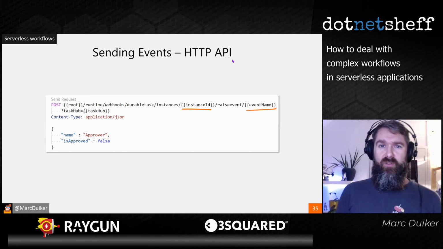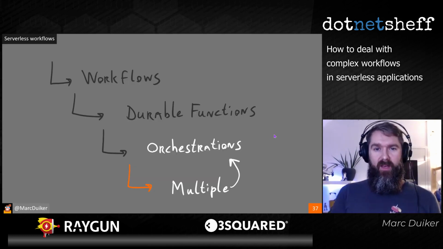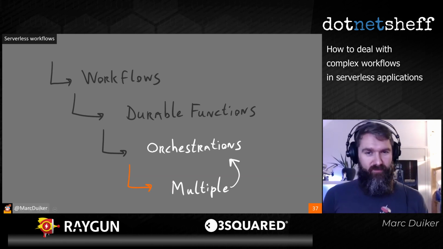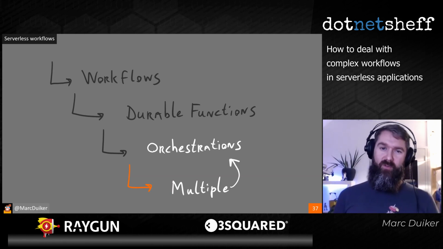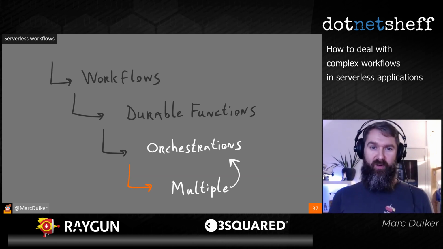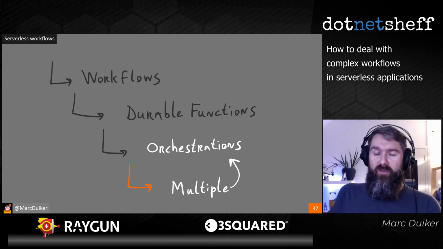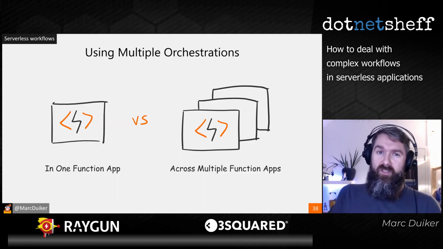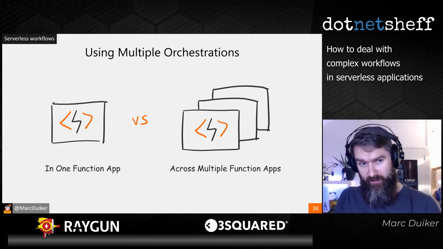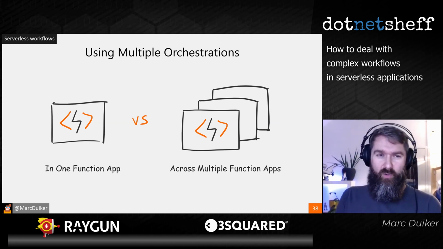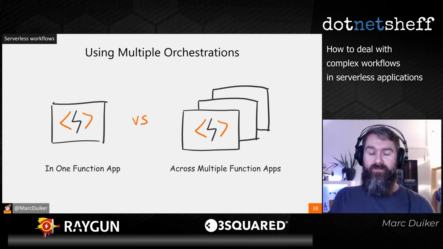All right, so that concludes the events. Let's talk about multiple orchestrations now. I've shown you what you can do with just one orchestration, but usually when we talk about business processes, it's not very uncommon to have multiple orchestrations. There are various things we can do with that. There are quite some variations, because we can have orchestrations in one function app, but you can also have orchestrations across multiple function apps. So let's first have a look at orchestrations in one function app.